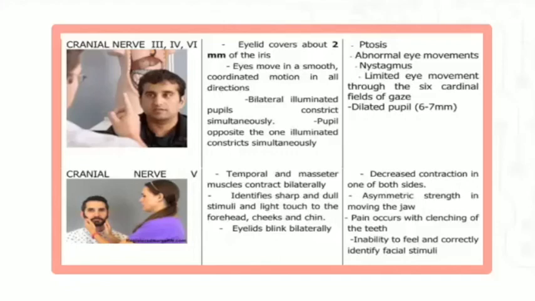Cranial nerve 5. Normal findings: temporal and masseter muscles contract bilaterally. Identifies sharp and dull stimuli and light touch to the forehead, cheeks, and chin. Eyelids blink bilaterally. For the abnormal findings: increased contraction on one of the both sides, asymmetric strength in moving the jaw, pain occurs in clenching of the teeth.